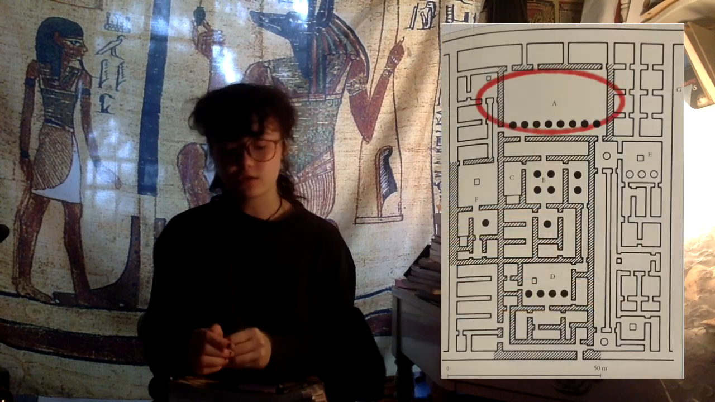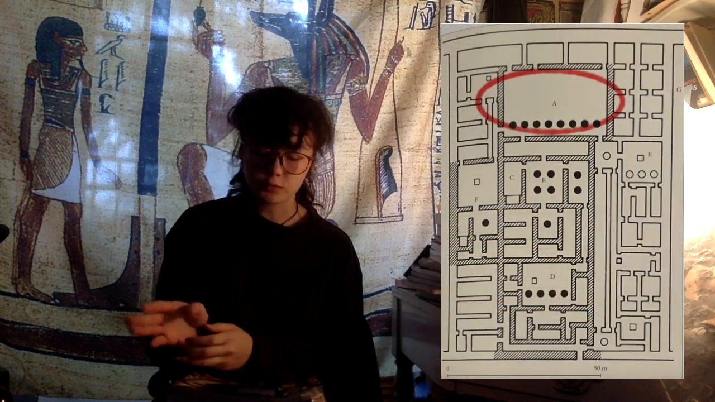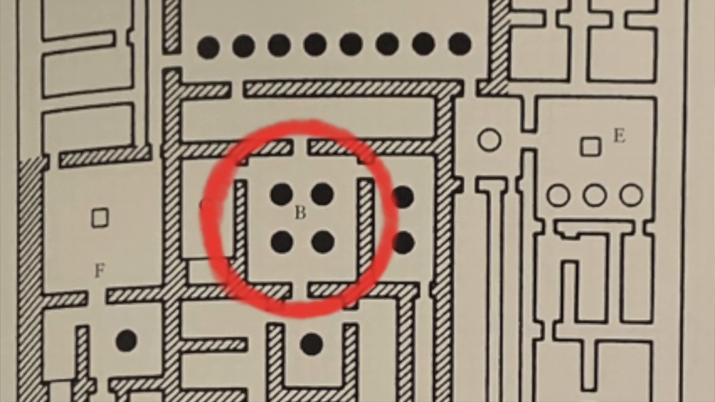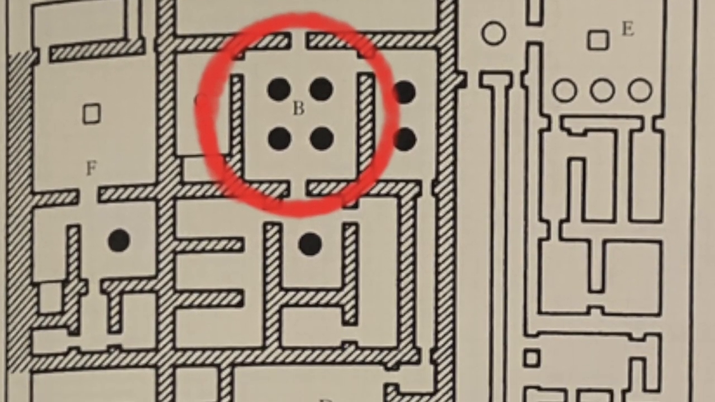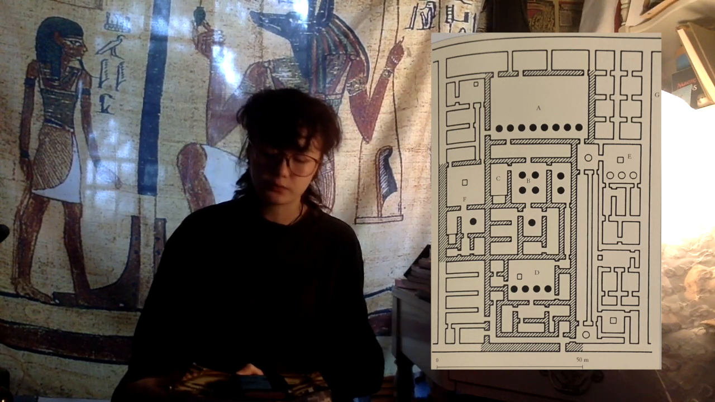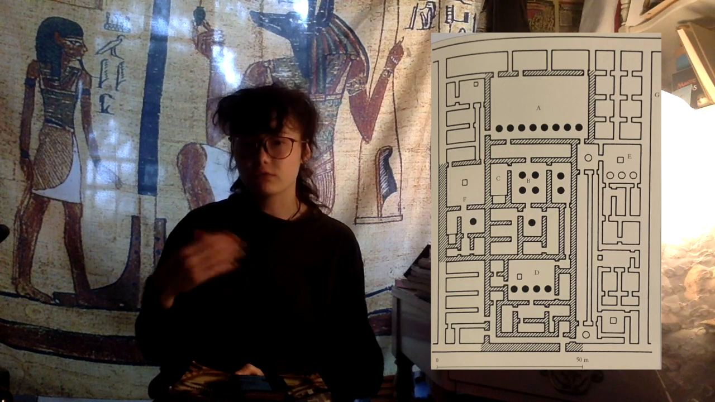The primary facade to the north is accentuated by a row of columns, which you can see in the A section. And a room with 4 columns, B, due to its central position, is believed to be a living and presentation room, because those were pretty common in priest houses. You need a presentation room, you need a ritual room.